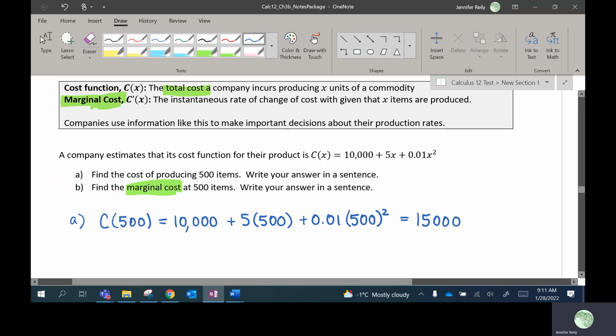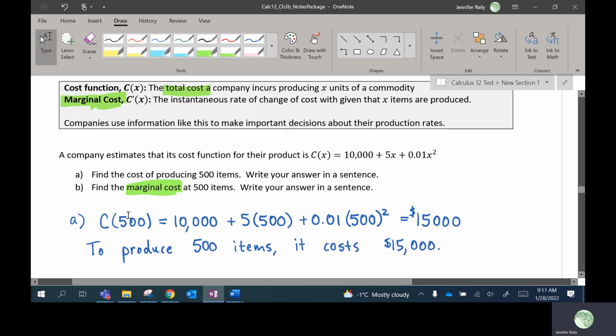Now we need to know the units for this. It's a word problem. So in this case, it would be dollars. So to produce, and we'll write it in a sentence, to produce 500 items, it costs $15,000.